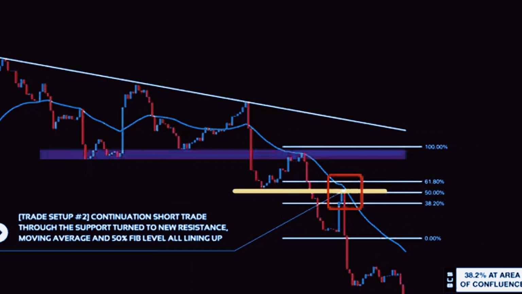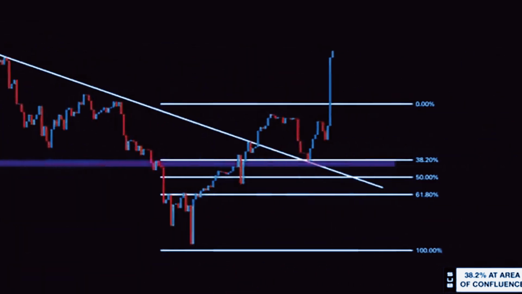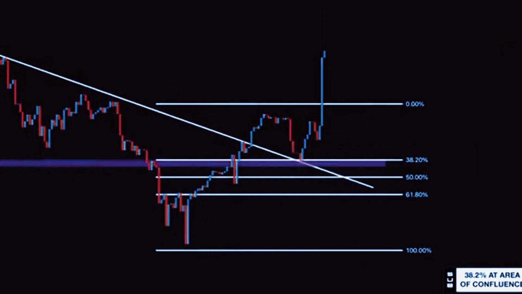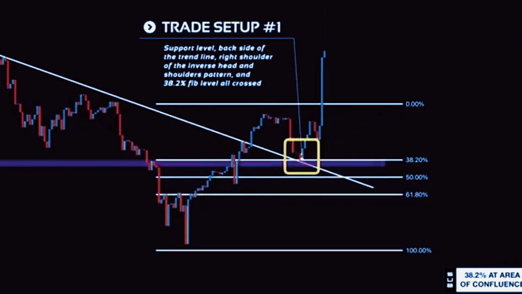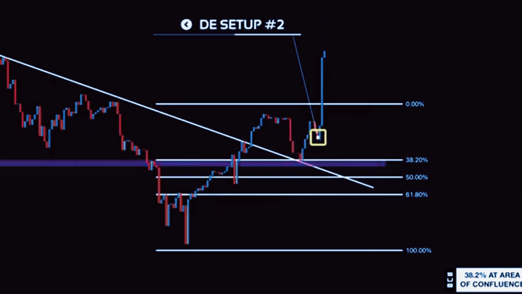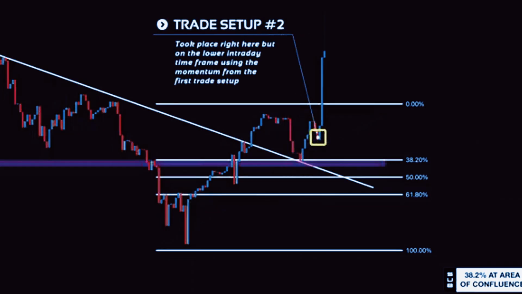Let's now go through a multi-time frame trade setup. Now, there were two trade setups we took on this asset. This here was the first trade setup, where the support level, backside of the trend line, right shoulder of the inverse head and shoulders pattern, and 38.2% Fib level all crossed. Now, our second trade entry took place right here, but on the lower intraday time frame, using the confirmed bullish and upwards directional bias from the first trade setup here.